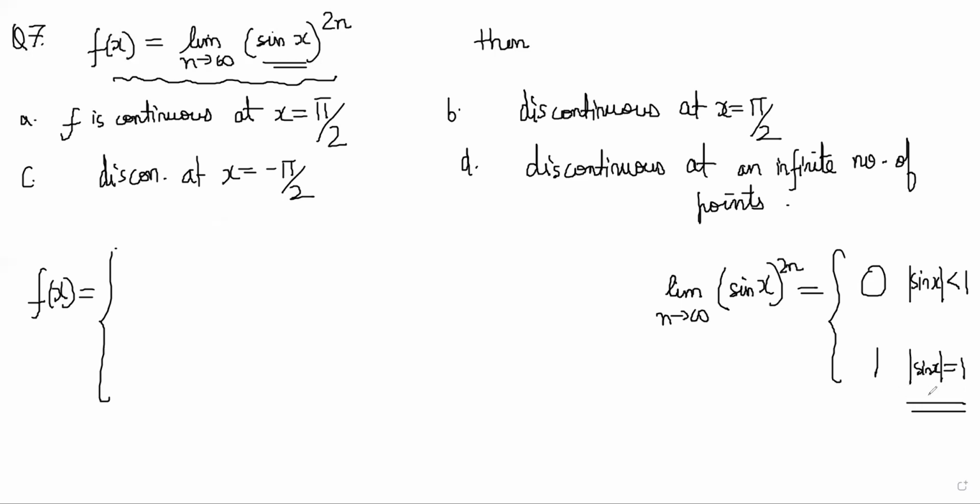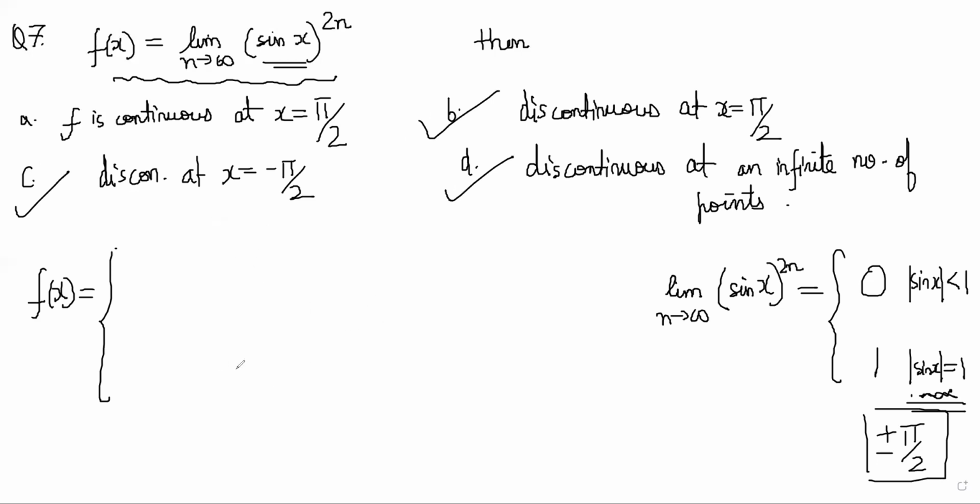So whenever sine x becomes 1, mod sine x, it could be plus or minus pi by 2. At those values, the function becomes suddenly 1, and everywhere else it is 0, right? So this is right, this is right, this is right. The first one.